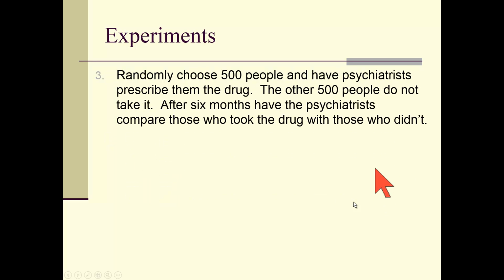So let's fix that. Third scenario, let's randomly choose half the people and have them take the drug and the other half not. And then after 6 months, some psychiatrists will evaluate both groups and compare those who took the drug with those who didn't. This is better. This is the best of the three.